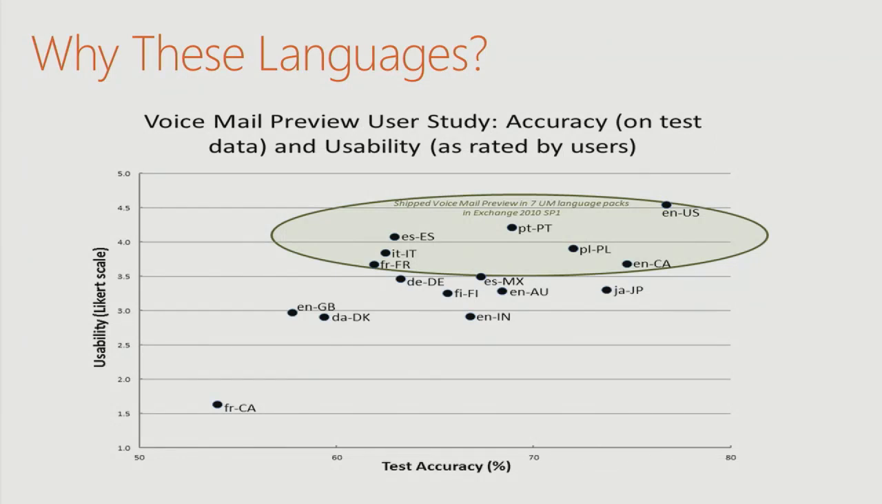If you look at this green bubble up here, what this chart is showing you, and this is fairly old data because this predates the release of Exchange 2010 by a few months, but the general relationship still holds true. If you look at the vertical axis, we have a usability rating scale where users rate something from 1.0, which means terrible, to 5.0, which means awesome. And then the accuracy of actual recognition. Well, look here, and you'll see that recognition accuracy was low for Canadian French, and the test subjects hated it.